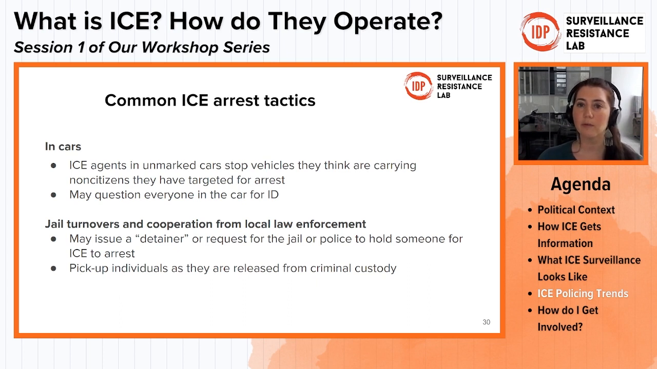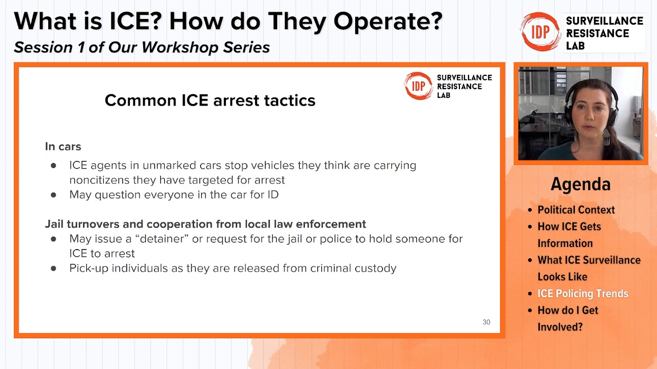ICE also makes a lot of arrests of individuals in cars. ICE agents will be in unmarked cars, and sometimes they'll put on a flashing light, or they'll pull a car over, or block a car on a road to stop a vehicle that they think is carrying a non-citizen they've targeted for arrest. They may also question everyone in the car. They may ask for ID of anyone else there.